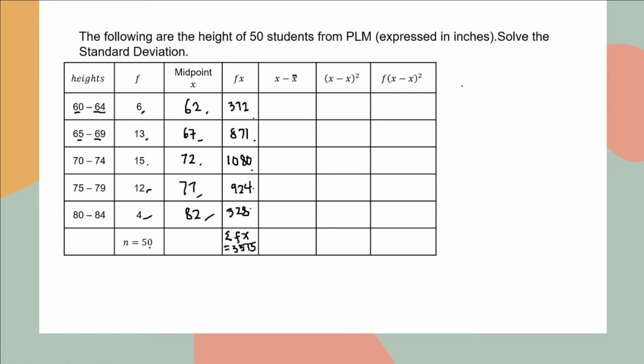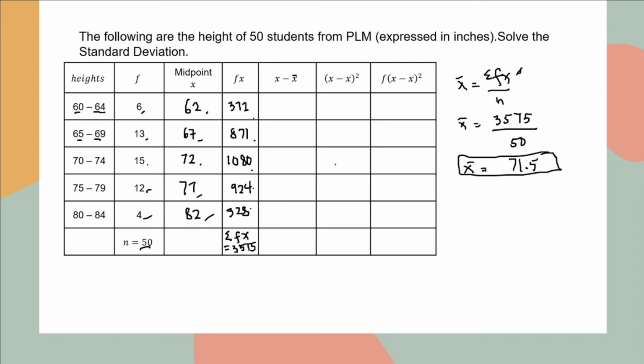Okay. Let us solve for the mean. So, mean is equal to summation of fx over n. So, our summation of fx is 3,575 over 50. 50 is yung n. So, our mean is equal to 71.5. Okay, we can now solve the x minus mean or the deviation.